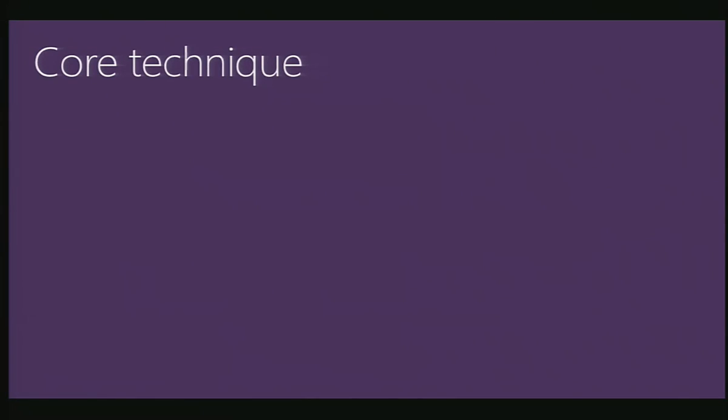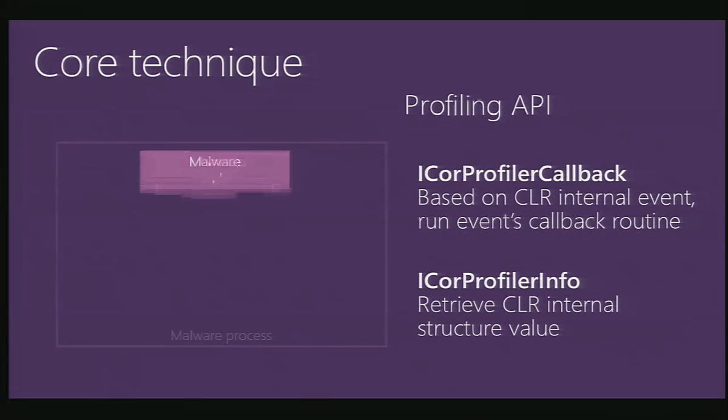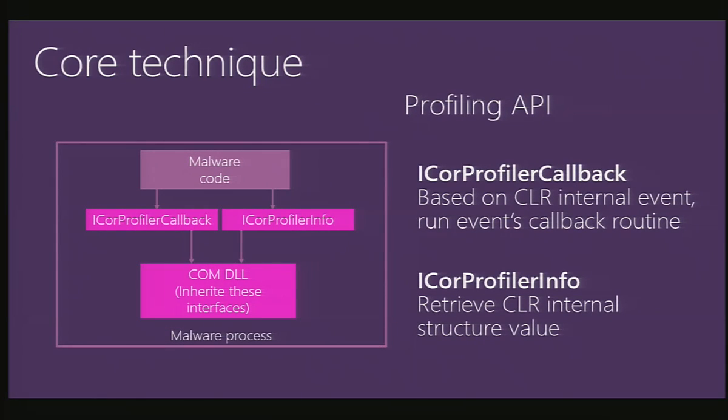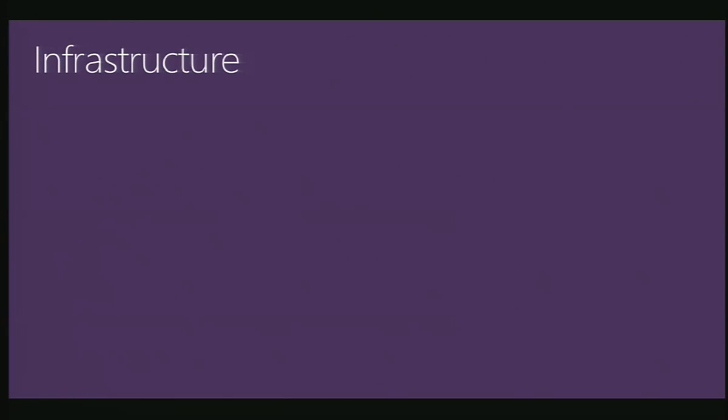And the core technology here, as I have mentioned, is the profiling API. Based on this API, I developed a COM DLL object that inherits these two interfaces, which are ICorProfilerCallback and ICorProfilerInfo. With the info interface, I can retrieve information about the .NET internal structure. And with the callback interface, I get control when some .NET CLR internal event appears. And the general infrastructure goes like here.